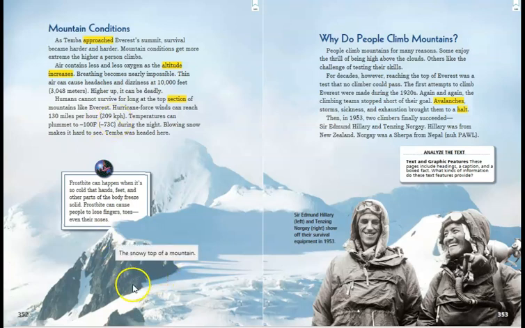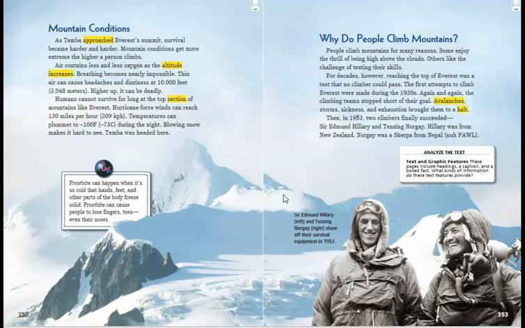All right, let's see. Frostbite can happen when it's so cold that hands, feet, and other parts of the body freeze solid. Yikes. Frostbite can cause people to lose fingers, toes, even their noses. Eek. That's not good. Not good, guys. All right. Why do people climb mountains? I am wondering the same thing.